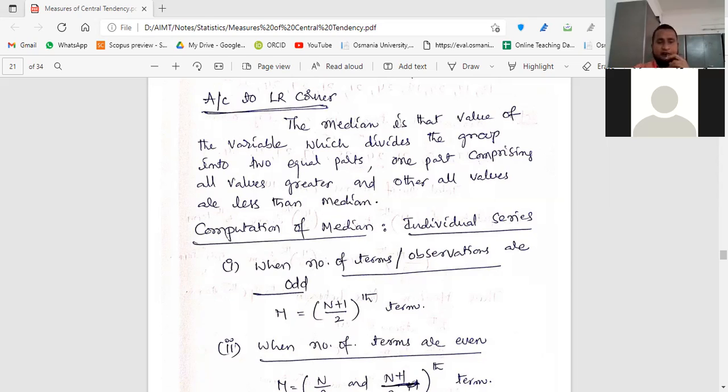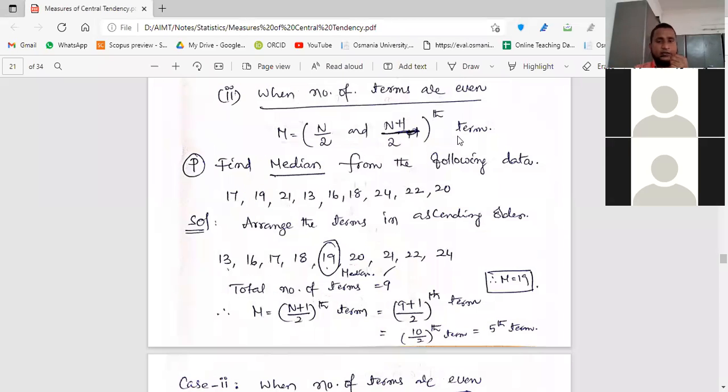So an example is given here. Find the median for the following data: 17, 19, 21, 13, 16, 18, 24, 22, and 20. So 1, 2, 3, 4, 5, 6, 7, 8, 9 terms are there. Is it an even number or odd number?